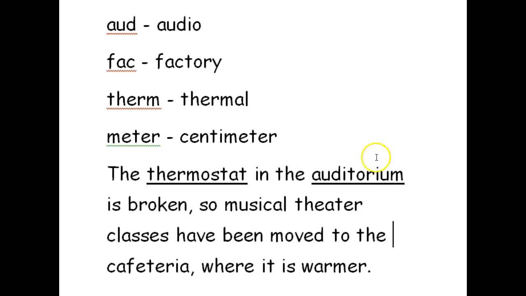In the second word, auditorium, I see the word part aud at the beginning. And that means to listen or to hear. The sentence says that musical theater classes take place in the auditorium. So maybe an auditorium would be a place to hear performances. And this meaning of auditorium makes sense in the sentence.